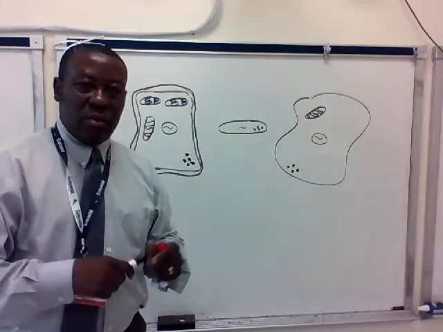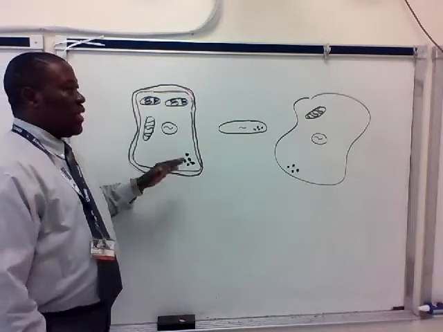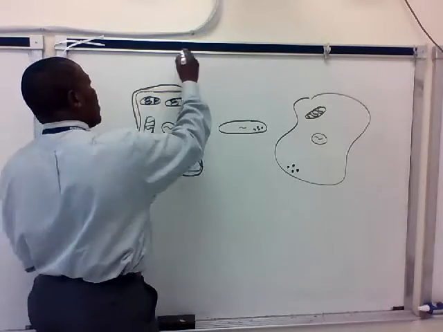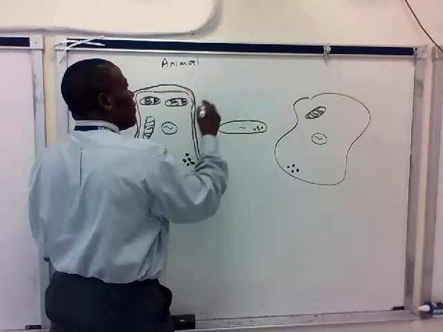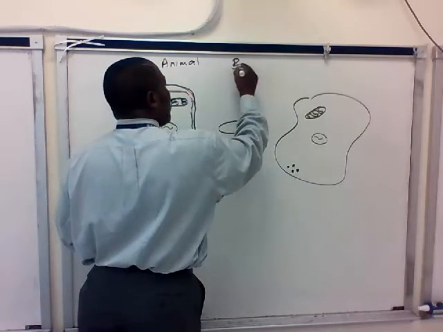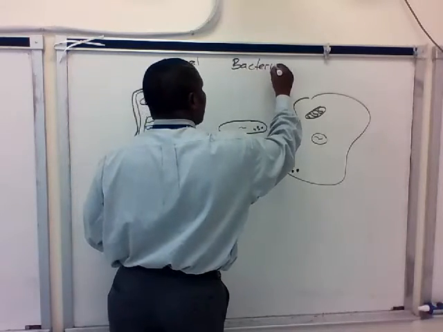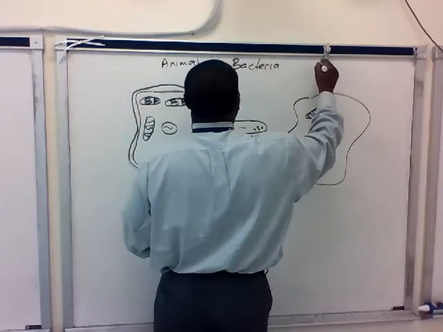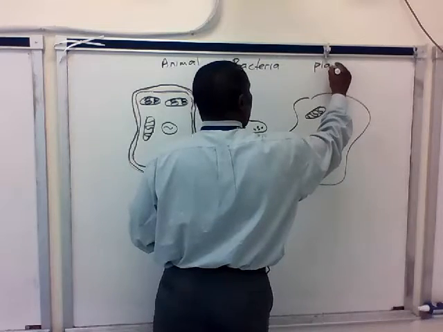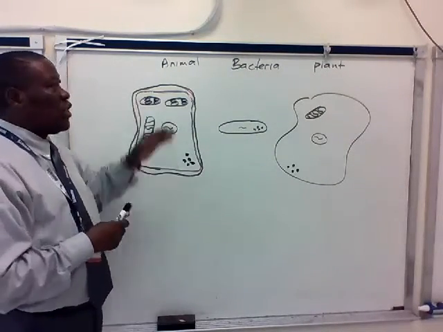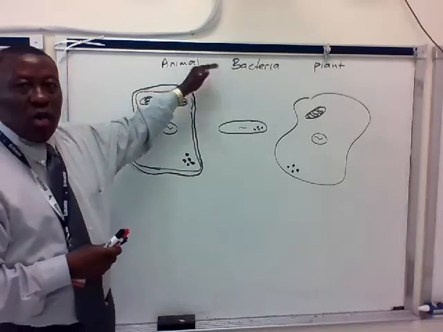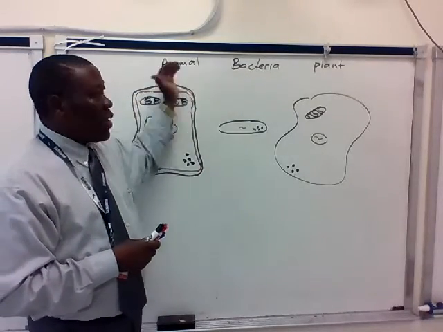Now let us all try to label them. One of these is going to be an animal cell. So let me write the word animal. Another one is going to be a bacterial cell. Another one is going to be a plant cell. Okay, first of all, look at those names at the top. Which one is prokaryotic? Do we have one that's prokaryotic, 2 that's prokaryotic, all of them prokaryotic?